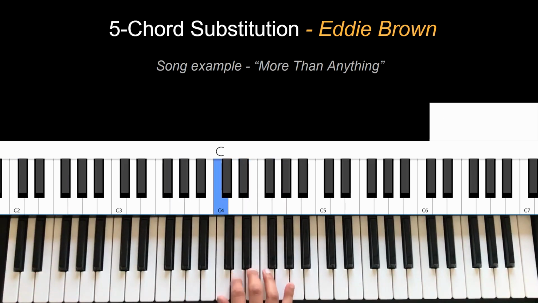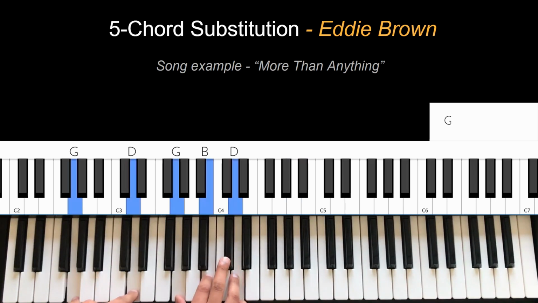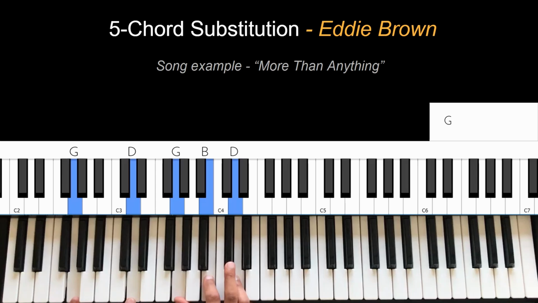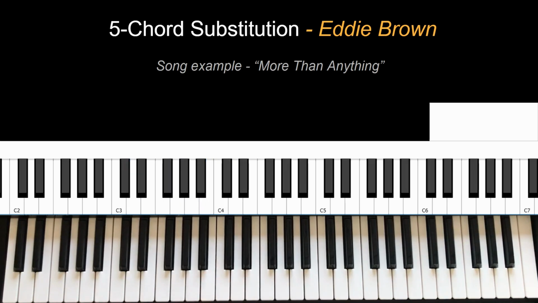Okay, so in the key of C, our 5 is the G chord. So when we play this G chord, that's when we do the substitution. Specifically, the substitution we're going to do is when your G has this D melody. In other words, when your 5 chord has a 2 melody, then you can do the substitution.